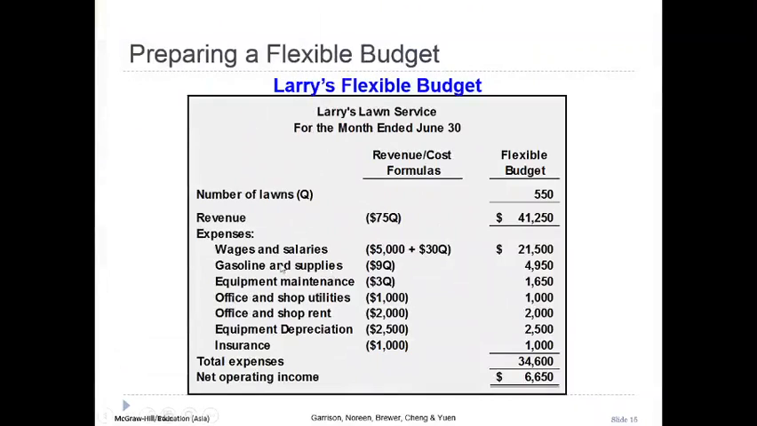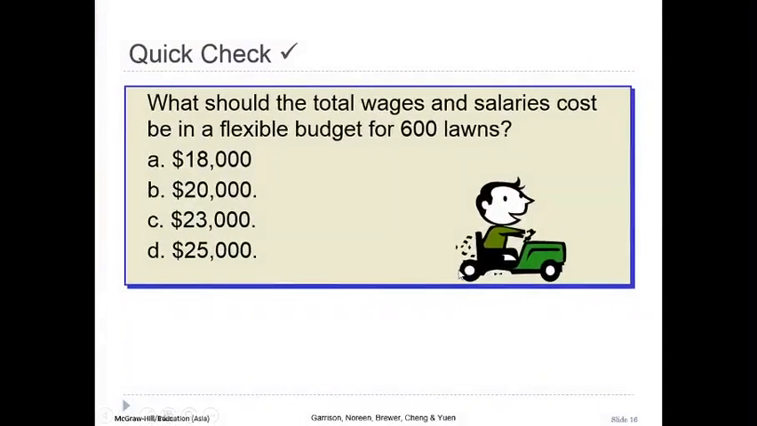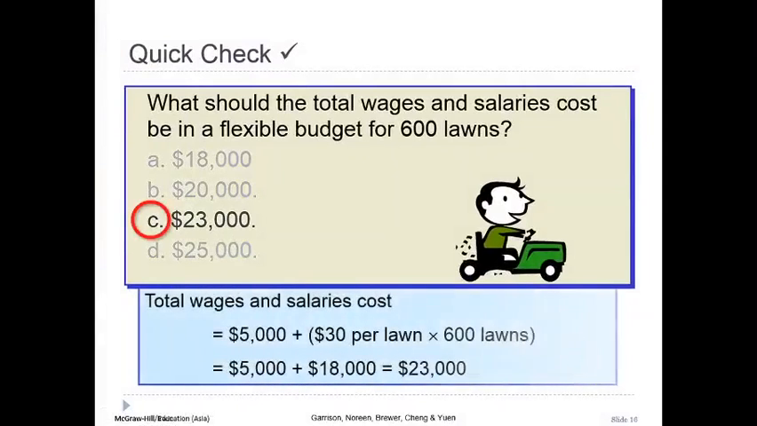Okay, so what should the total wages and salaries cost be in a flexible budget for 600 lawns? Okay, so as we have known just now, the cost formula to calculate wages and salary is 5,000 plus $30 times the quantity of the lawns. Okay, so we can actually plug into the cost formula just now. So the 5,000 plus $30 per lawn, which is 600 lawns, then you will get 18,000 plus 5,000, and the total wages and salary will cost $23,000.